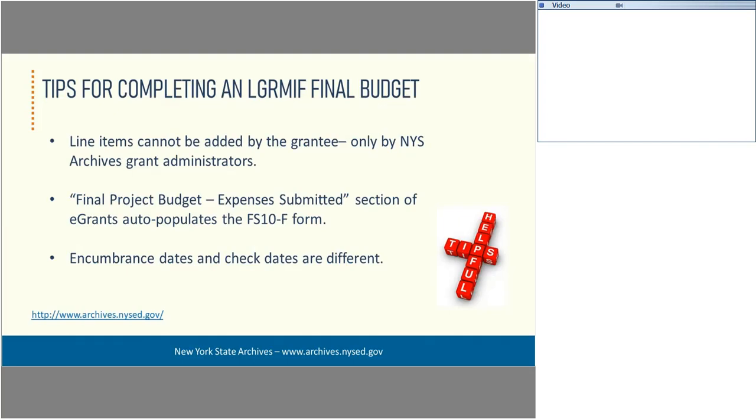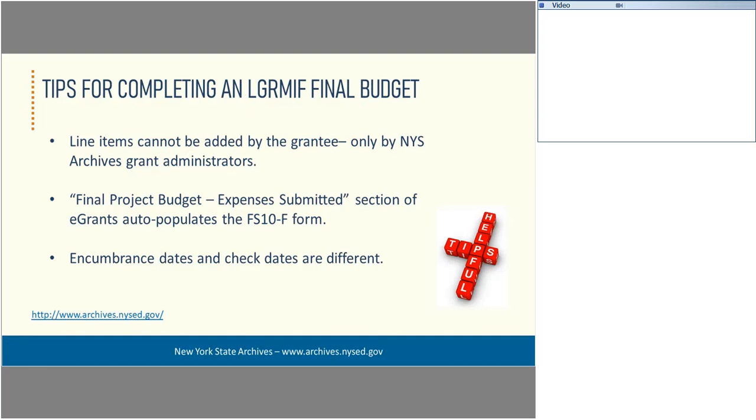Before we dive into a live demonstration of how to complete a grant project budget, it's important to know a couple of tips. Line items can only be added to a budget category by an administrator from the New York State Archives Grants Unit. If you amended your budget during your grant project, any necessary line additions should have been completed at that time, since amendments require approval from your New York State Archives Records Advisory Officer. For more information, be sure to view our tutorial about how to amend a grant budget.